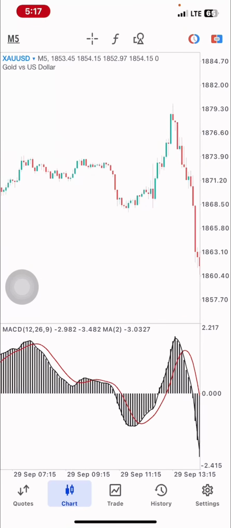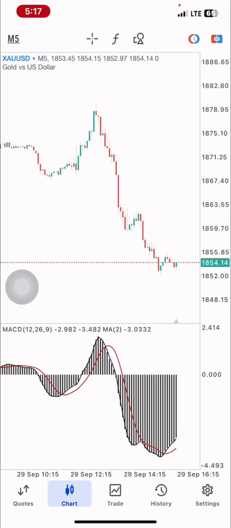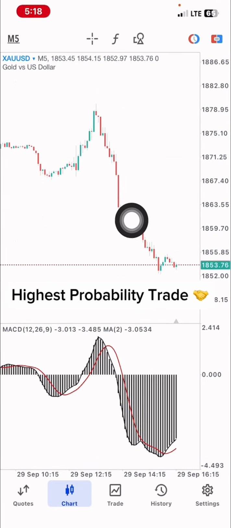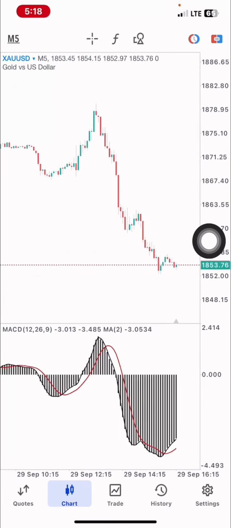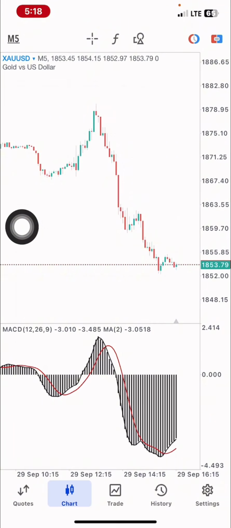Now the very first thing you have to understand before taking trades is trying to figure out the direction of the market. And in this particular strategy we are going to be taking all of our trades only in the direction of the market. We are not going to be taking any trade that is going against the direction of the market. Why? Because in this strategy you are going to be focusing on taking only the highest probability trades that are available in the market. If there are no high probability trades, we're not going to be taking any trade.